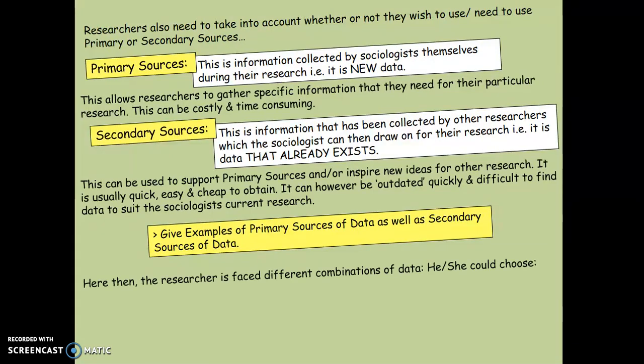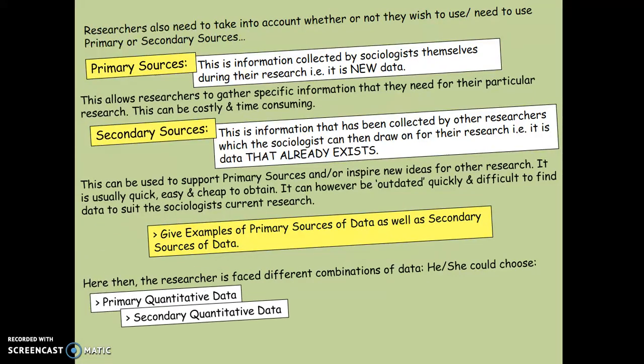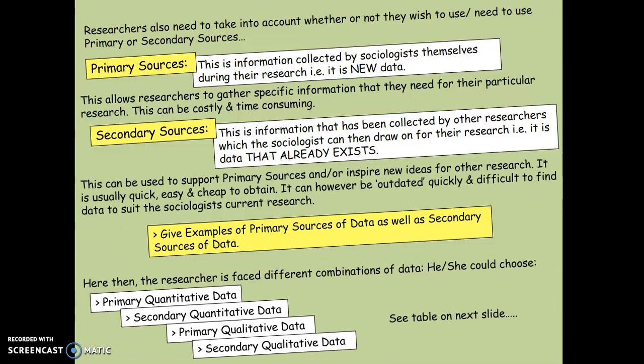Here then, the researcher is faced with different combinations of data she could choose. Primary quantitative data, secondary quantitative data, primary qualitative data, and secondary qualitative data. See the table on the next slide.